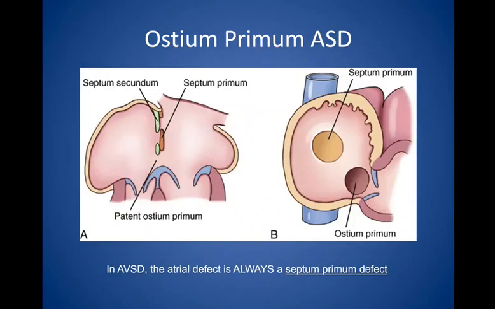Primum defects, ostium primum defects, are usually due to failure of the fusion between the septum primum and the endocardial cushion. This is commonly seen associated with endocardial cushion defects, such as AV canals or AVSDs. And it's important to know that in AVSDs, the atrial defect is always a septum primum defect. Again, it's a failure of that fusion between the septum primum and the endocardial cushion.